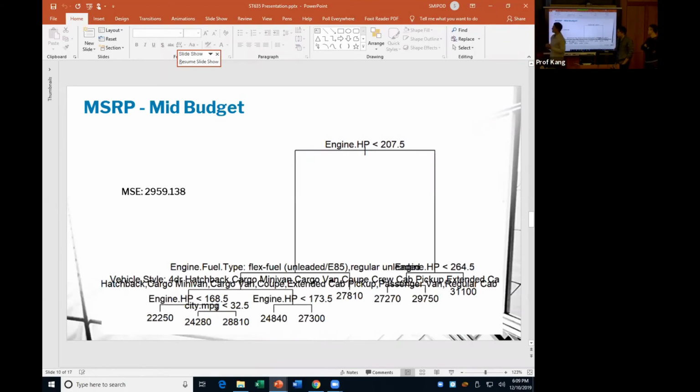Here the test root mean square error is 3,000. This is already a pruned tree, after cross validation. It has 9 terminal nodes.